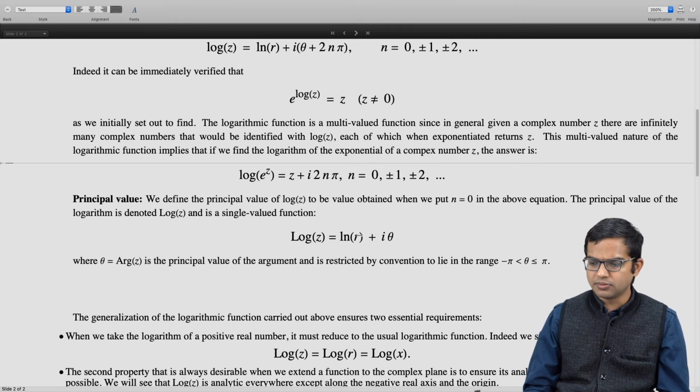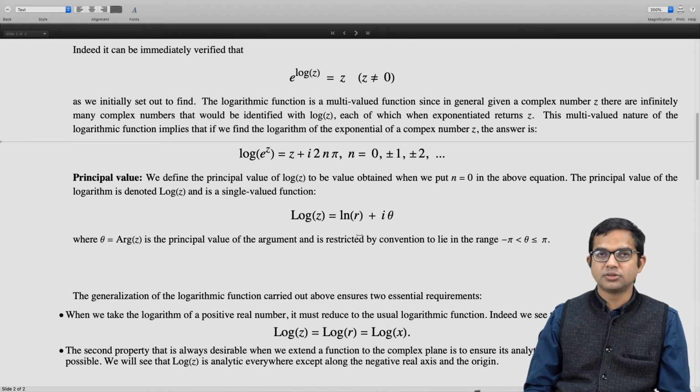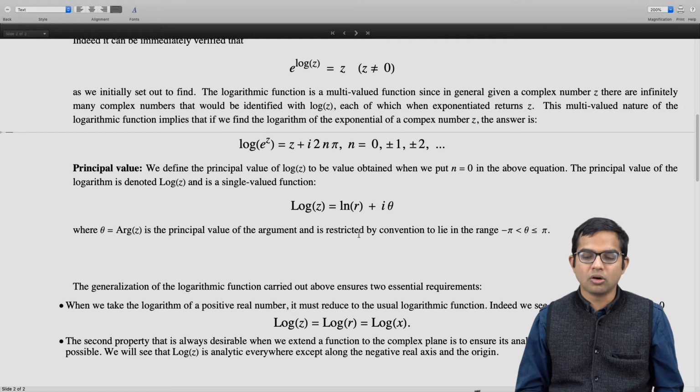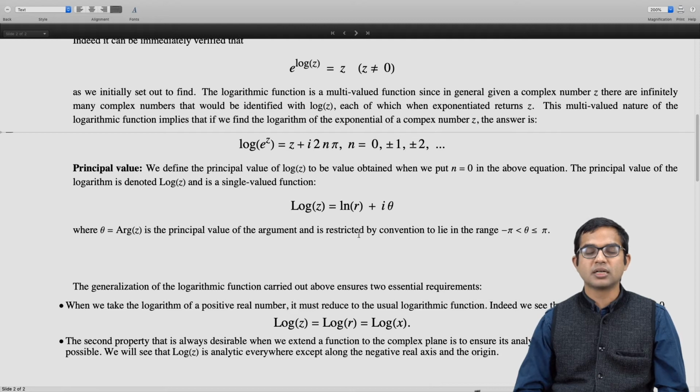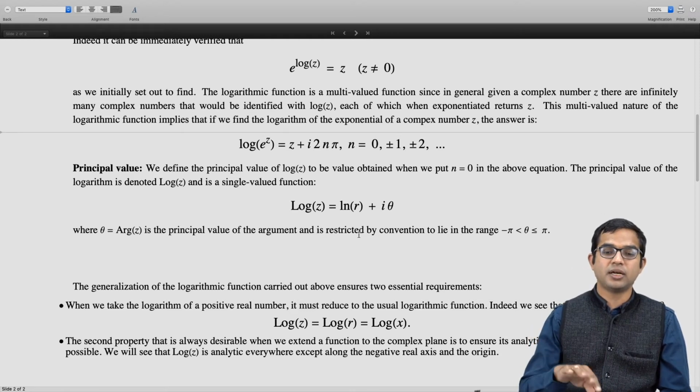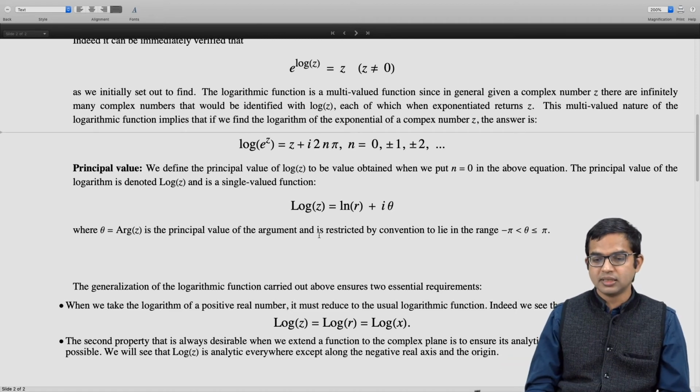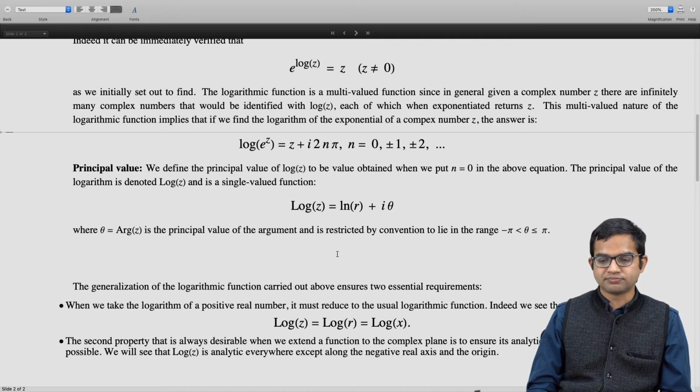The other property which is desirable is to ensure that this log function is analytic in as large a region as possible. It turns out that when we are looking at this capital Log of z, namely the principal value, we have restricted this capital Arg to lie between minus pi and plus pi. So there is one whole line of points which starts from the origin and goes all the way to minus infinity along the negative real axis, which is somewhat problematic in the sense that this function log of z is not even continuous at that point, right?